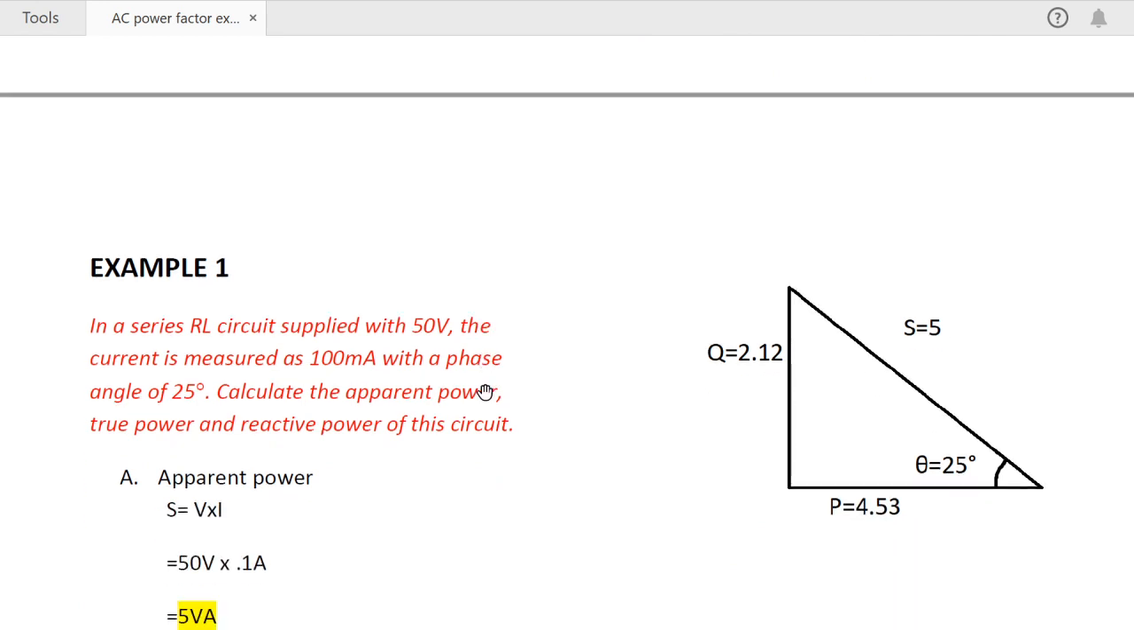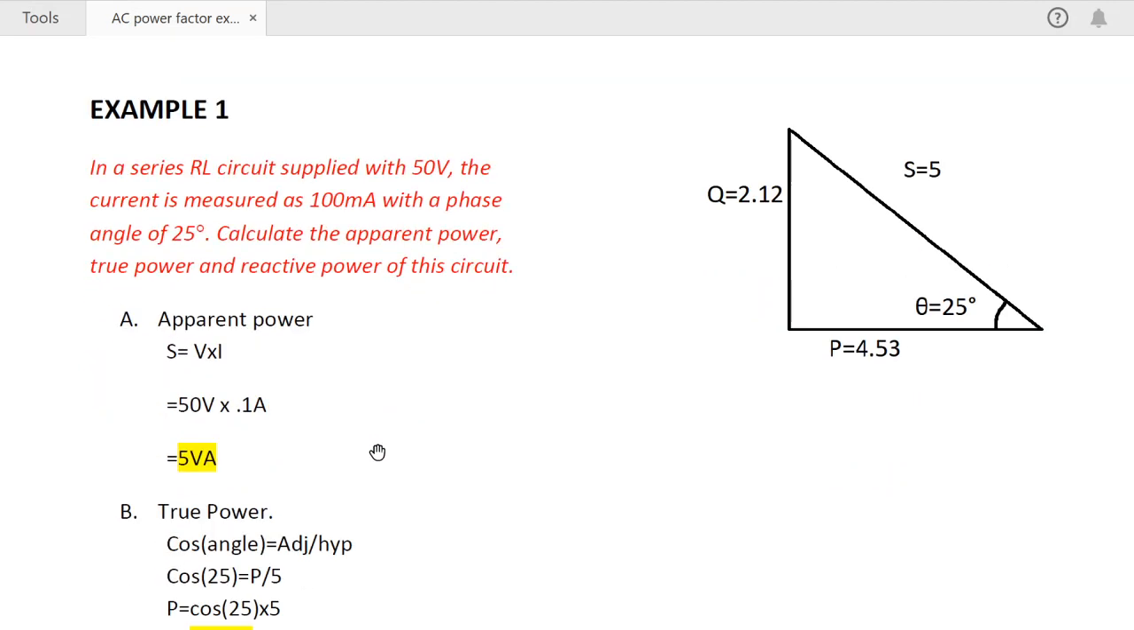Example number 1. As I said, these first ones were in the PowerPoint, so that's where I've got them from. Our first example is in a series RL circuit, RL meaning resistive and inductive. R for resistance, L is induction, remember. In a series RL circuit supplied with 50 volts, the current is measured as 100 milliamps with a phase angle of 25 degrees. Calculate the apparent power, true power, and reactive power in this circuit.